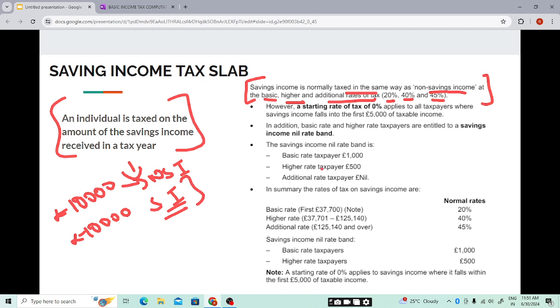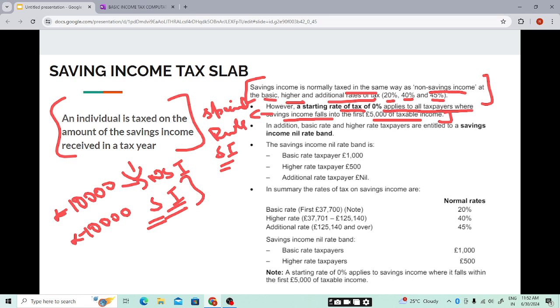So how do we start the taxation of saving income? A starting rate of tax of 0% applies to all taxpayers where saving income falls into the first 5,000 pounds of the taxable income. This is a special rule for saving income. It is not there for non-saving and dividend income. This rule applies only to saving income.